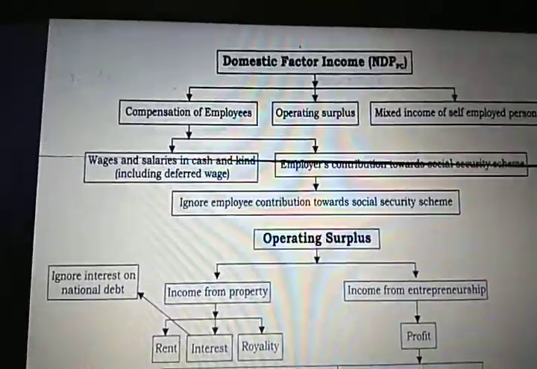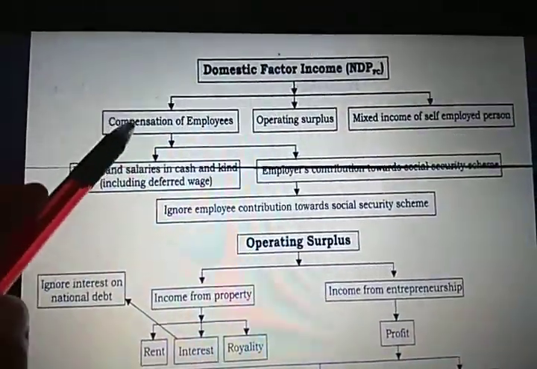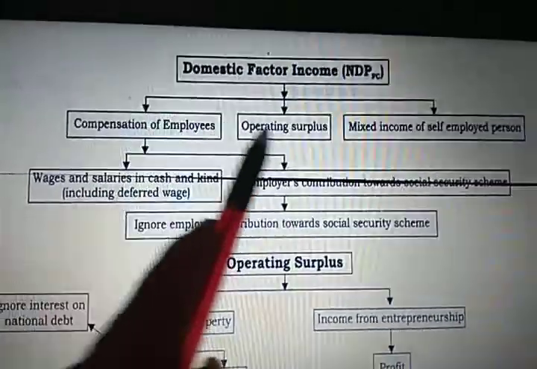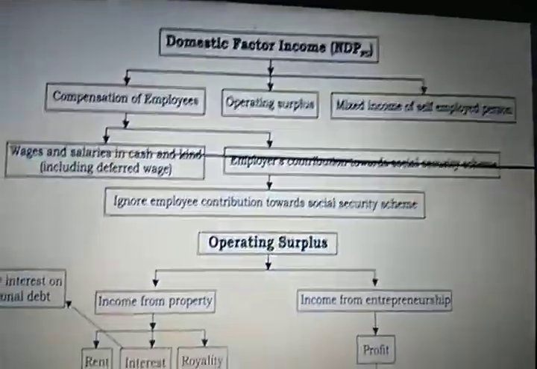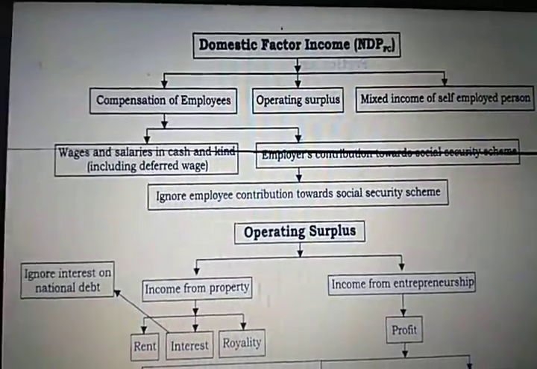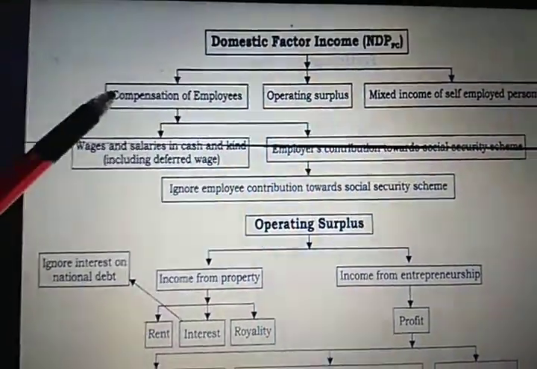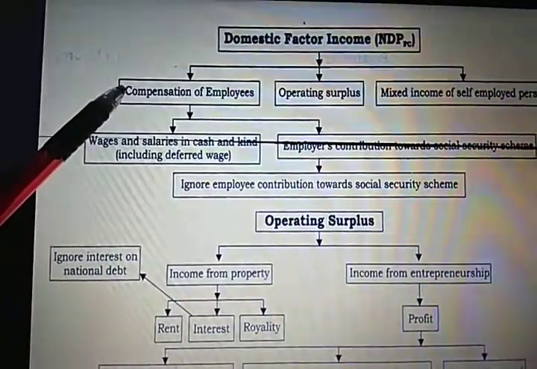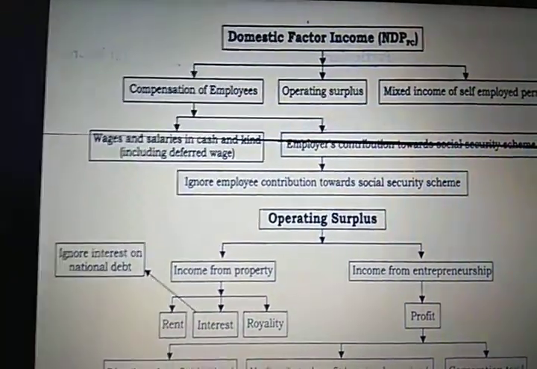Now, broadly we classify the income method components into 3 parts, that is compensation of employees, operating surplus and mixed income of self-employed. Each one of them I'm going to explain to you. Compensation of employees is the factor income which is paid to labor, that is wages and salaries, as you call it.